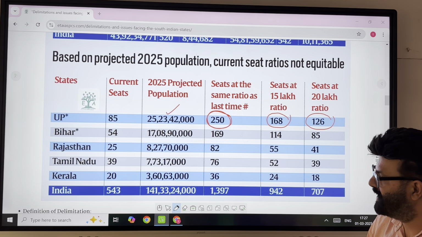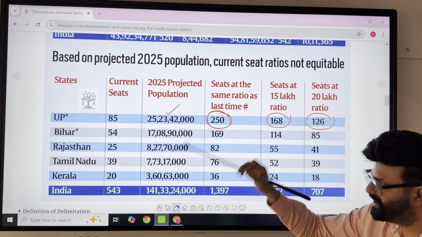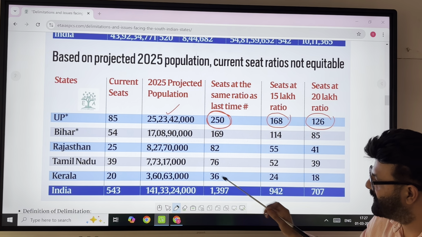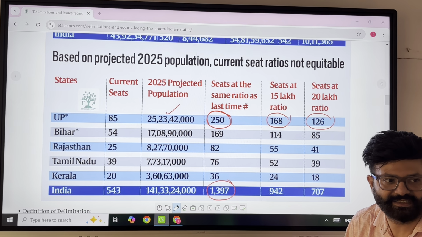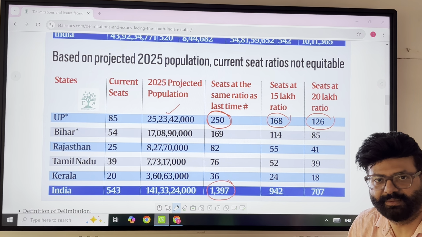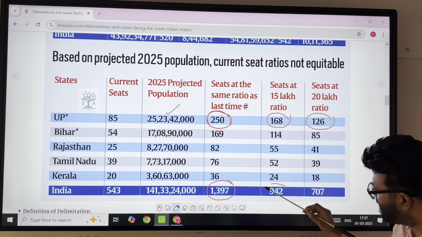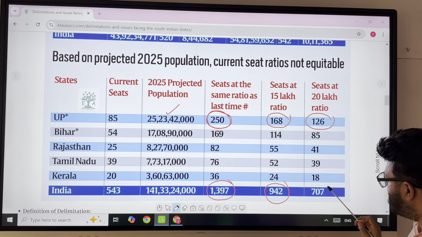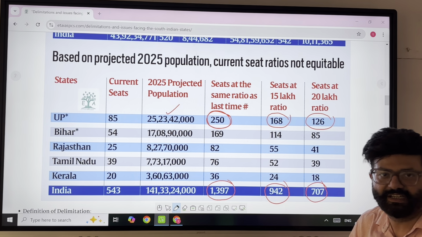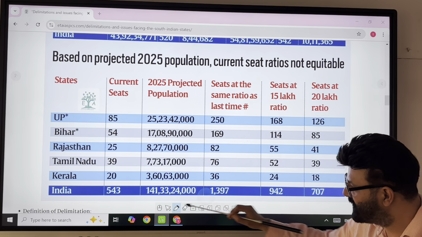That is 126. तो अगर हम same ratio जो हमने 1971 projections में किया था, ठीक है, तो India में total seats कितनी हो जाएंगी? 1397. Total seats will be 1397. और seats अगर हम 15 लाख ratio से जाते हैं, seats will be 942. अगर हम 20 लाख ratio से जाते हैं, seats will increase to 707. So this is how delimitation is important.